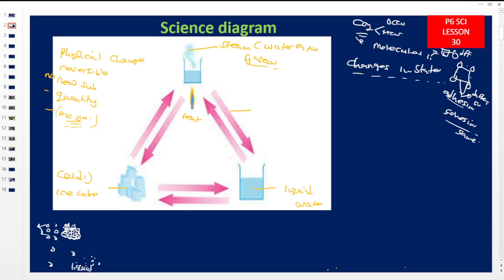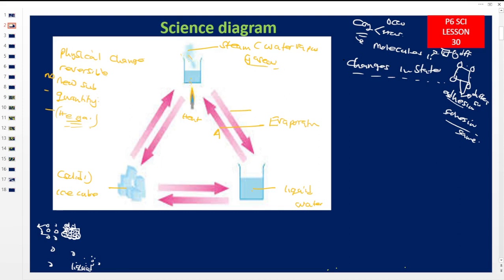Let us start with this state of matter. We are looking at a liquid turning to a gas. It means this liquid has been subjected to heat, so it is evaporating. This change is called evaporation. Let this one be A. Evaporation is the process by which a liquid turns to a gas.